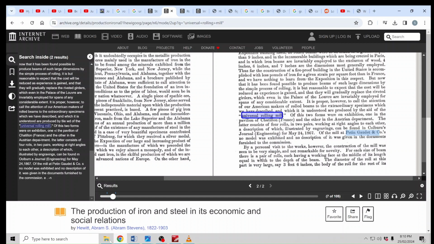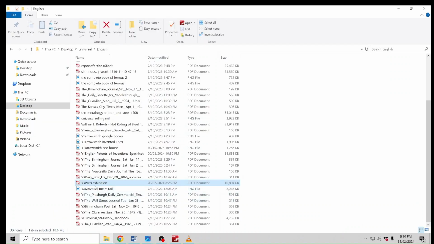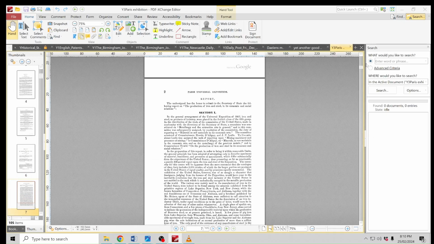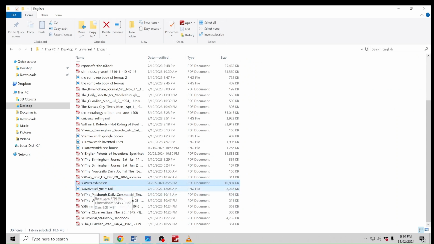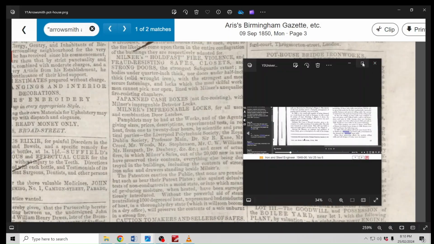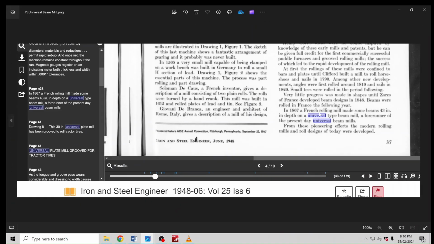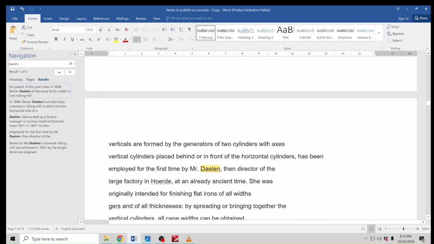And I can actually show you. No, I can't. So a few references. In 1864, a French rolling mill made some beams 43 inches in depth on a universal type beam mill, a forerunner to the present day universal beam mills. So they were starting to make a lot of things around that period. Then the Americans got on board, and now we enter such names like Henry Gray and Bethlehem Steel.